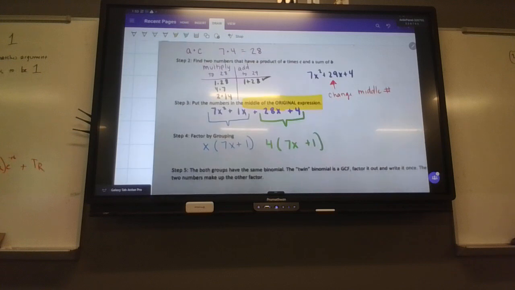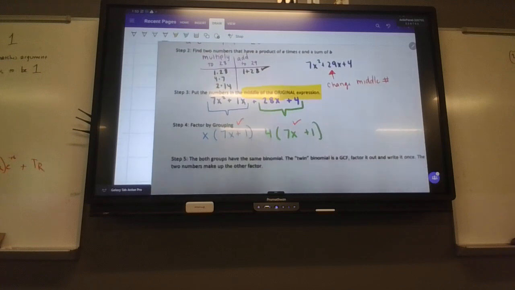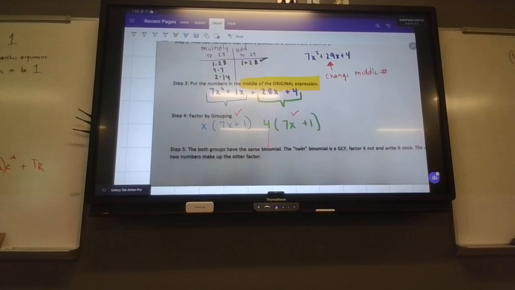So I see the same thing I saw yesterday, that the parentheses match. So now to finish the problem, I put x plus 4 together. And I keep one of the 7x plus 1s, box it, that's factored. I could check it now by using this box method and do x plus 4, 7x plus 1. If I did that, I would get the problem we started with.